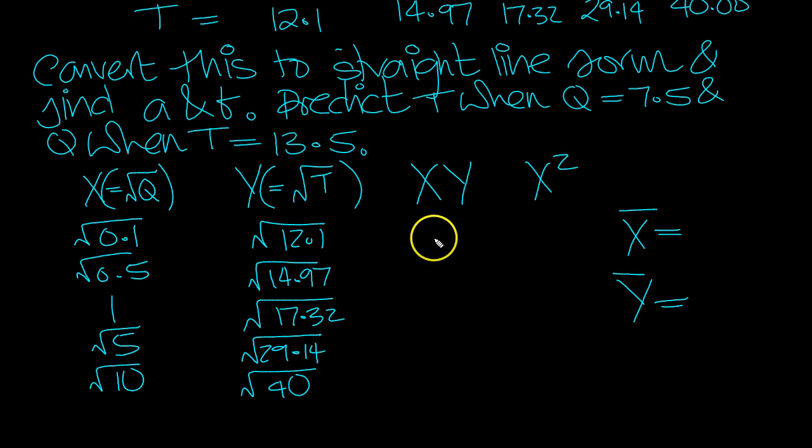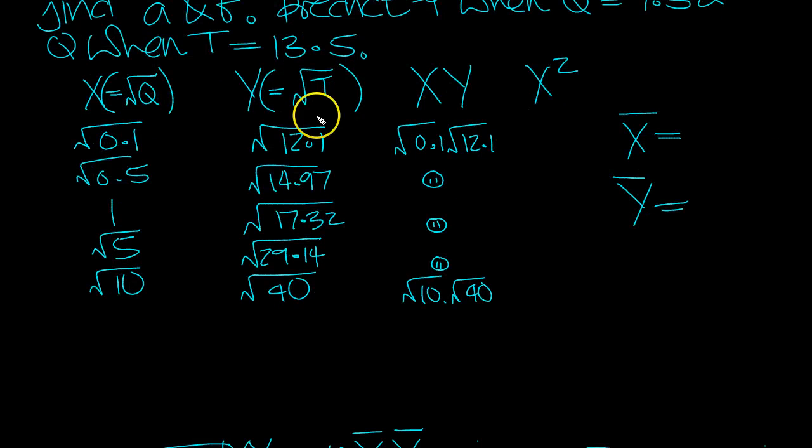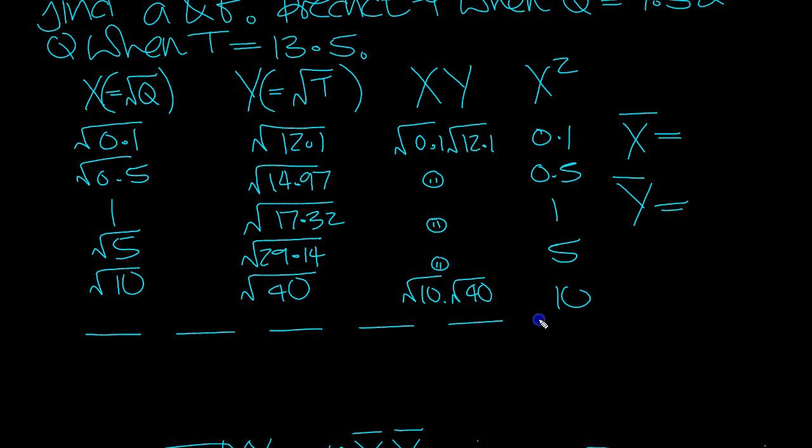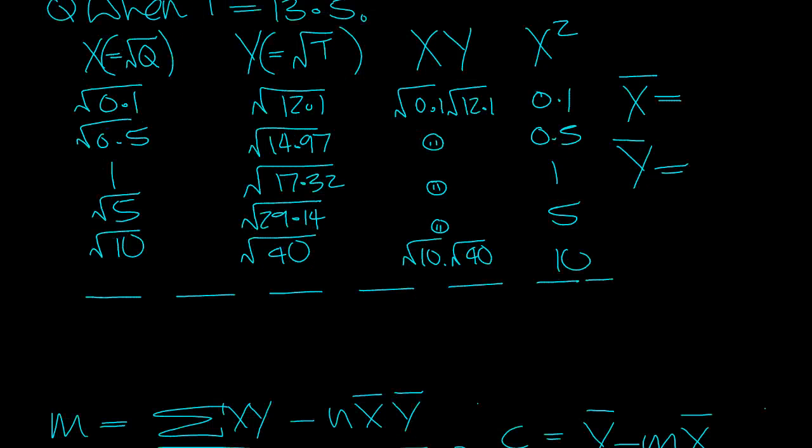Okay, xy will just be these products, root 12.1 all the way down to, it's not the same, but you know what I mean. And then it's root 10 times root 40. So that table should be completed really, but I've just been a bit lazy. Then you've got this squared, which is nice because that's just 0.1, 0.5, 1, 5 and 10. And now we can do the summations, can't we?